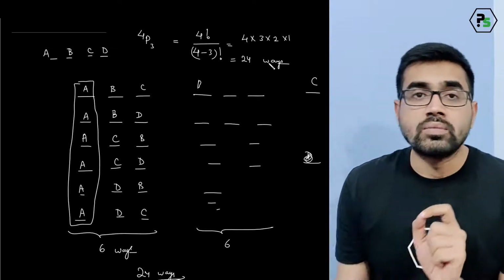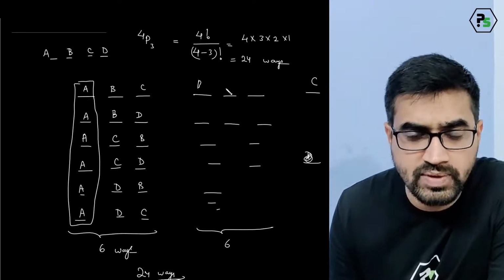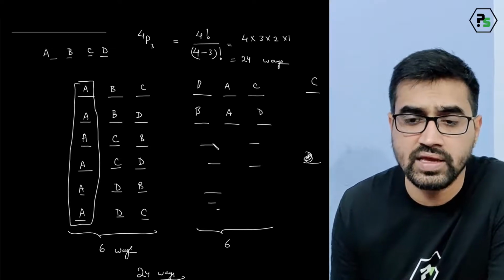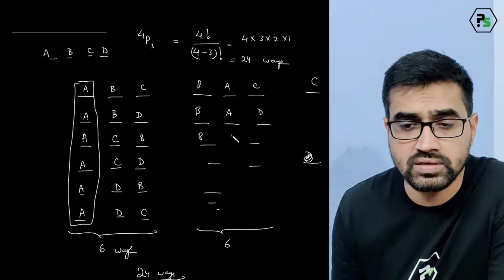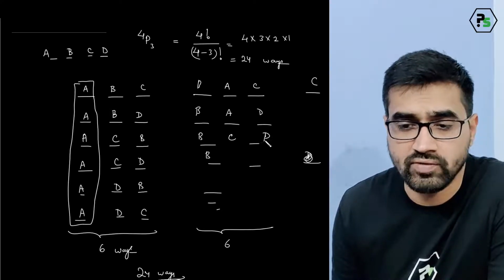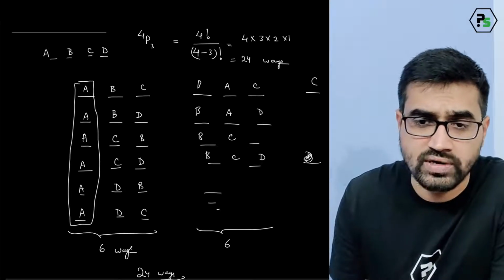But what if the order doesn't matter? Then of course this ABC, now this will be first, let the next be BAC, and the next BAD, then the next BCD, or BCA, whatever you call it, and BCD. Okay, now you understand this point.